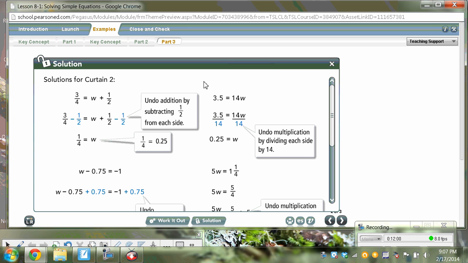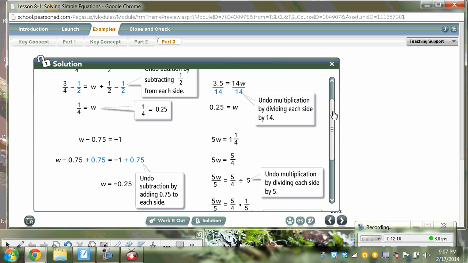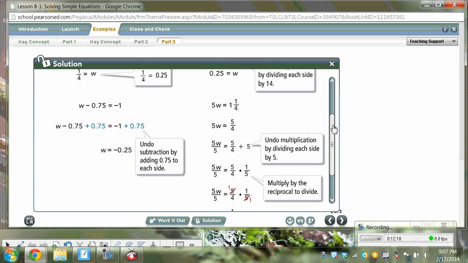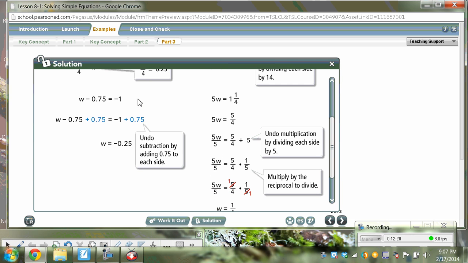Then over on this one, when you were working, hopefully you saw that you're multiplying 14 to W, and you need to get W by itself, so you need to divide by 14, and when you do so, you get 0.25 equals W. Looks like 0.25 just might be our special answer, or 1/4, however you want to look at that. Let's see the next one.